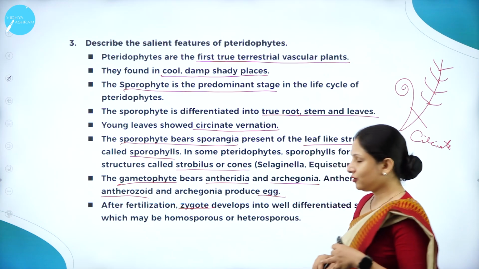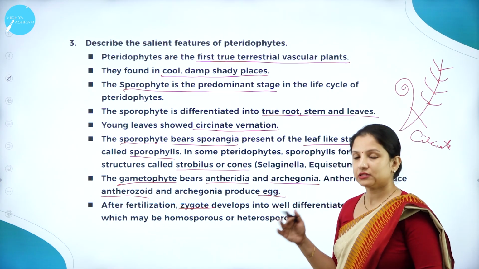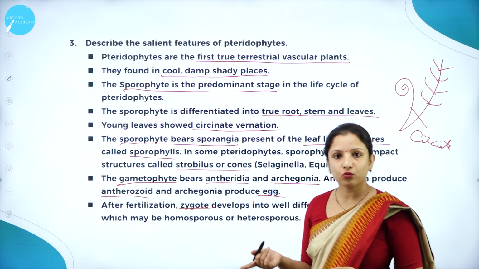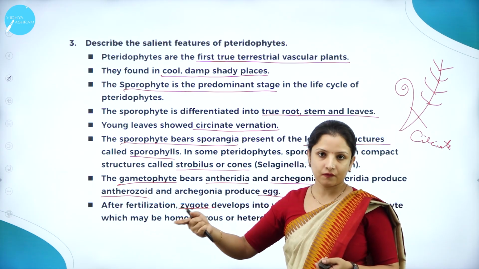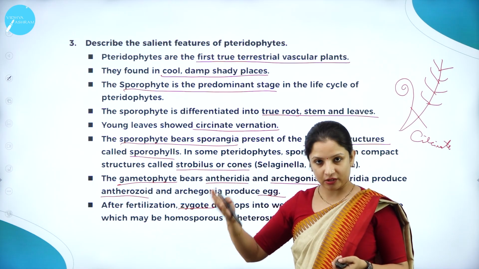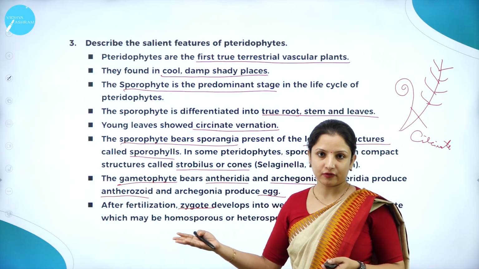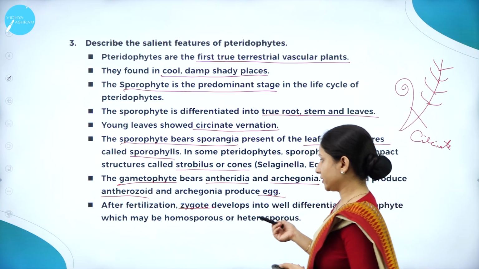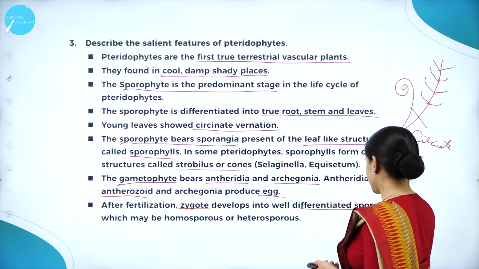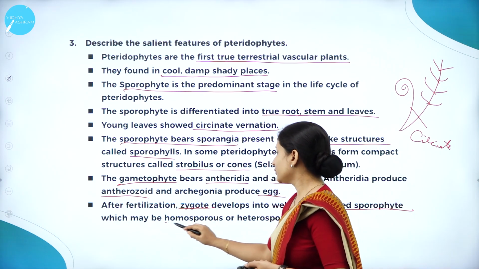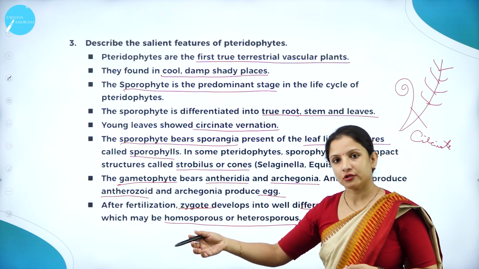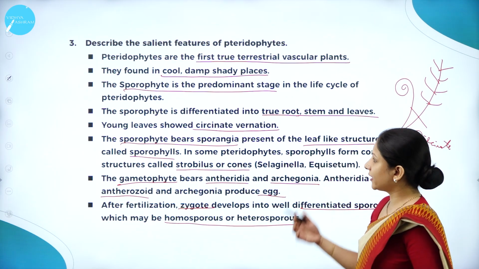Zygote. Now that zygote, unlike bryophytes, directly develops. In bryophytes the zygote didn't directly undergo meiosis, but the zygote got converted into a sporophyte. In the sporophyte some of the cells underwent meiosis and then they produced a gametophyte, right? So that is what had happened. Here zygote will directly develop into a differentiated sporophyte, which may be homosporous or heterosporous. So the spores again will develop into the new plant body. So that is what happens.